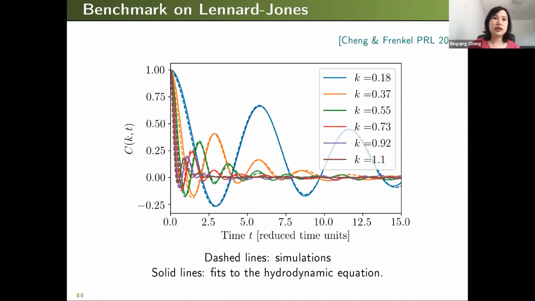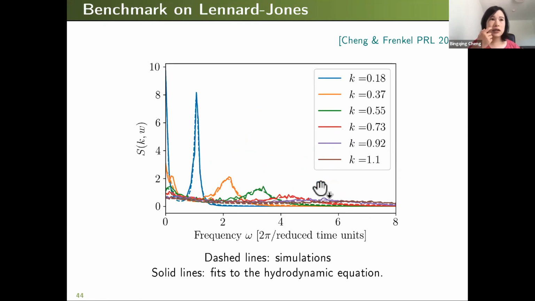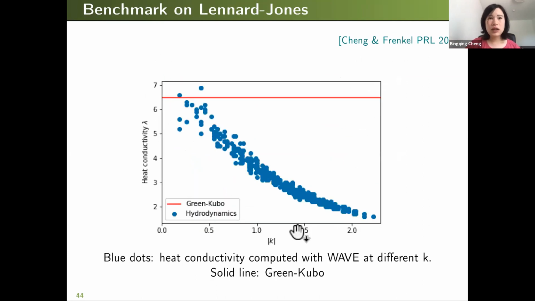First we did a benchmark on a Lennard-Jones system. We can see the dashed line is from simulations. It's the correlation function of the density wave. And then we fit the solid line to the hydrodynamic equation. So you can see the quality of the fit here. Alternatively, we can also do this in the power spectrum of the waves, which is also okay. In which case we have two modes. The one close to zero corresponds to the heat propagation, this exponential decay mode, and the second mode is the sound propagation. But they are equivalent. Okay, so what we do is we extract out the heat conductivity at different wave vector k, and then we extrapolate to the k equal to 0 limit, which then gives us the macroscopic heat conductivity.